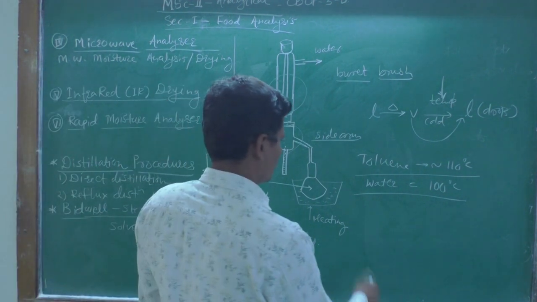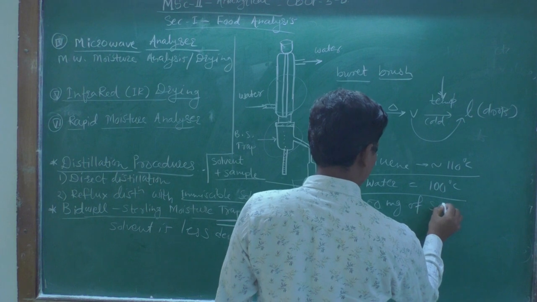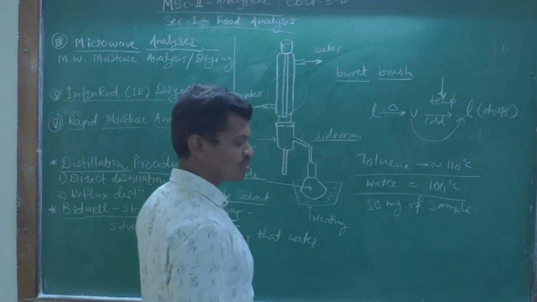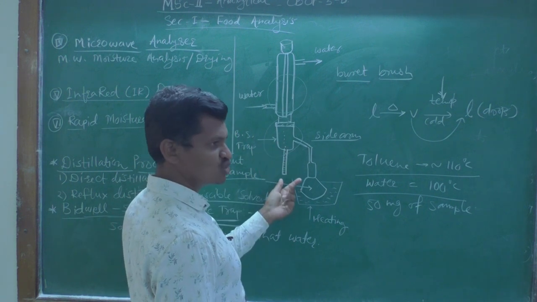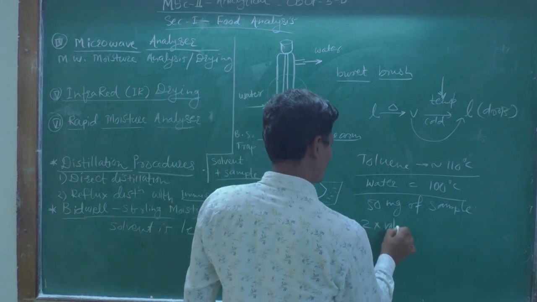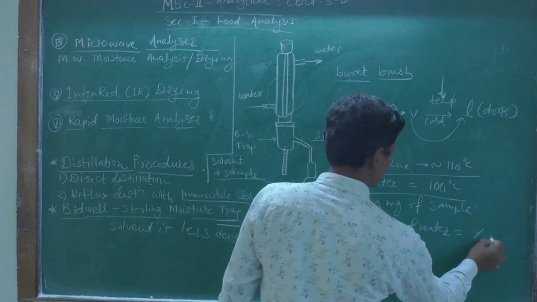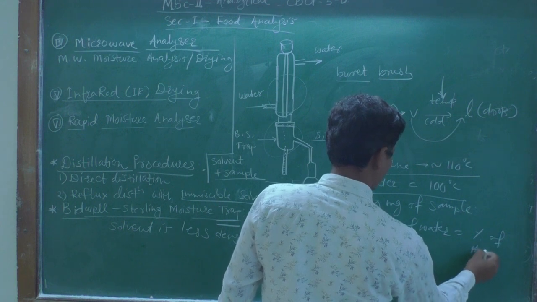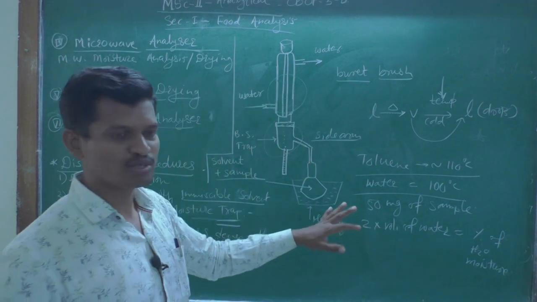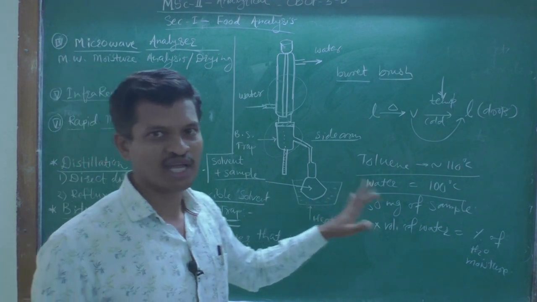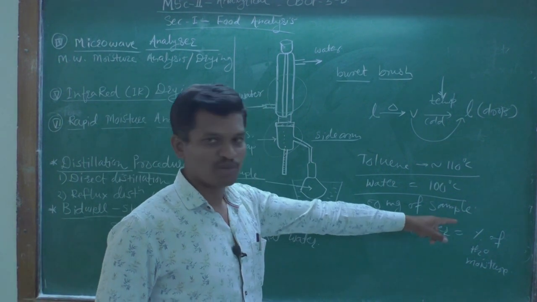Now for 50 milligram of sample, we can measure the volume of water which is collected in this tube. So 2 into the volume of water is equal to the percent of moisture. This is the calculation part for the Bidwell Sterling moisture analysis: 2 into the volume of water that we have collected here is equal to the percentage of moisture.